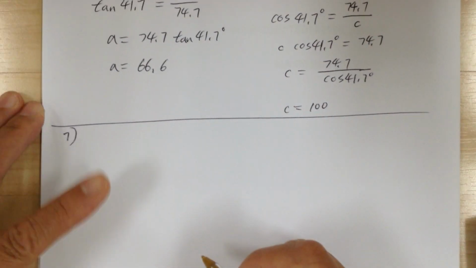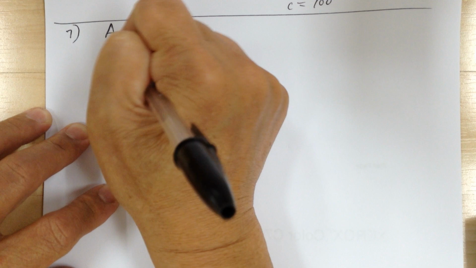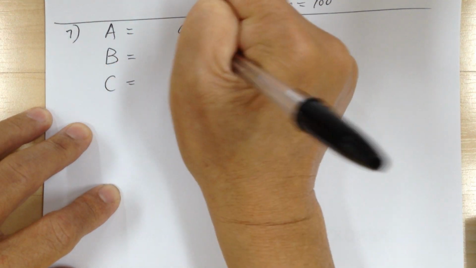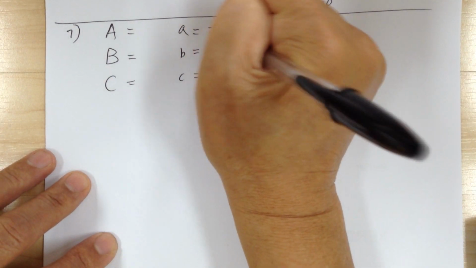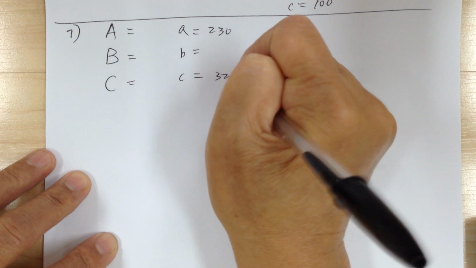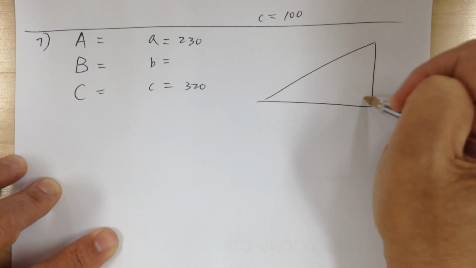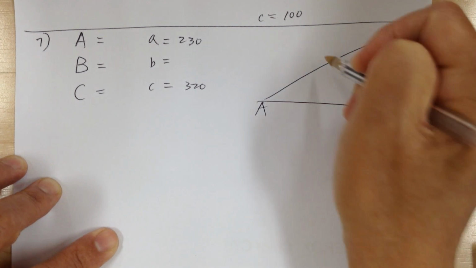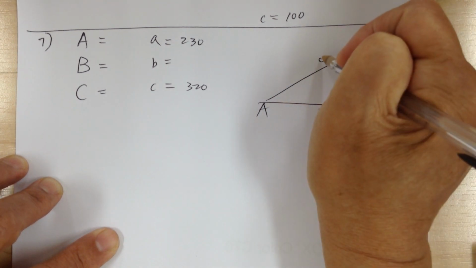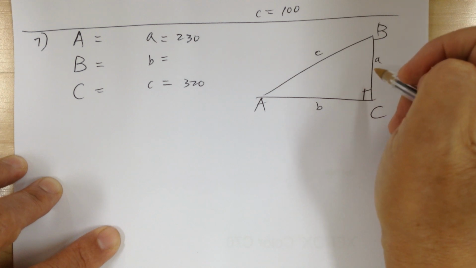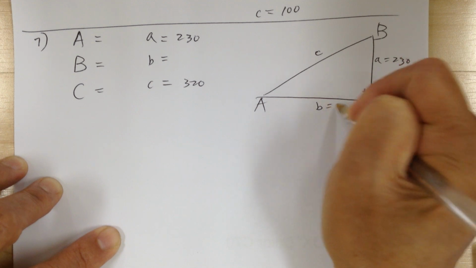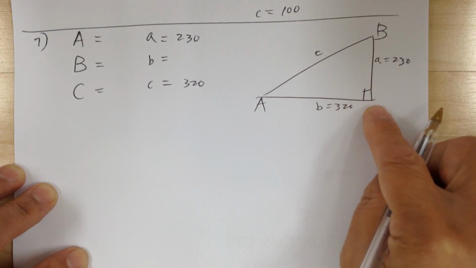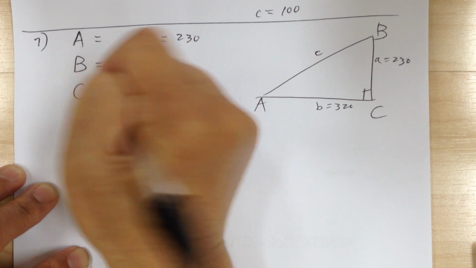Okay, number 7. You can get your A, B, C. Small a is 230, small c is 320. Draw your triangle, with A, B, C. This one they didn't give you any angle, so you just have to work with what you have. You know angle C is always 90 degrees for a right triangle.